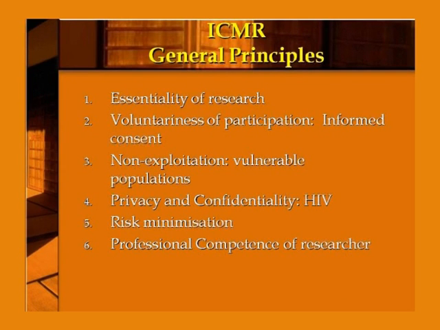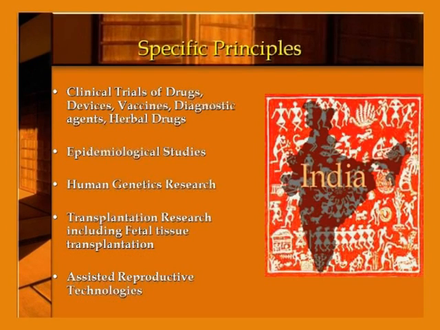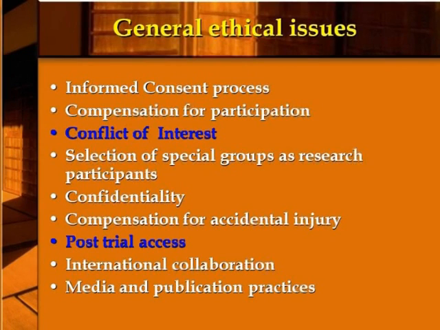The general principles, I am not going to go into detail. All this will be taken in the next session by Dr. Nandini. They are all just listed here: the general principles, the ICMR principles. The specific principles are actually in five sections: clinical trials of drugs, devices, vaccines and diagnostic agents, herbal drugs, epidemiological studies, human genetics research, transplantation research and ART. The general ethical issues listed in the ICMR guidelines include conflict of interest and post-trial access, which are the new additions.